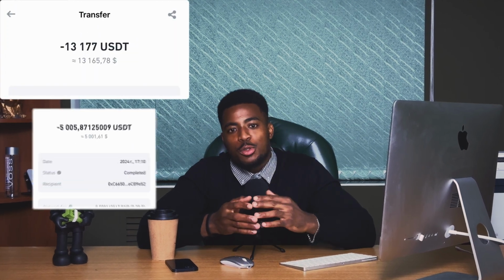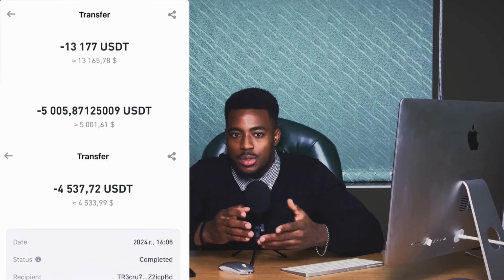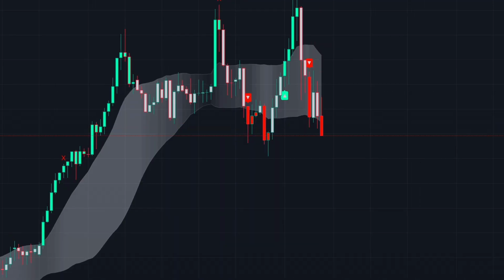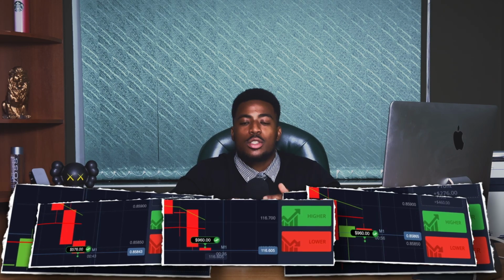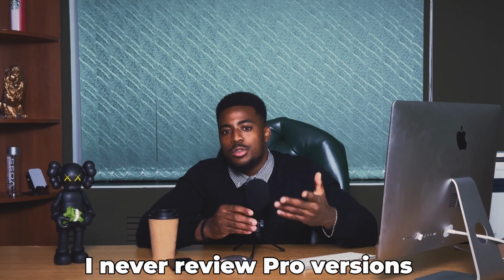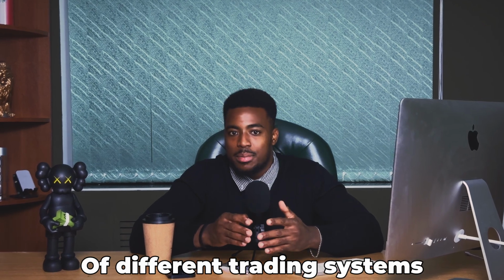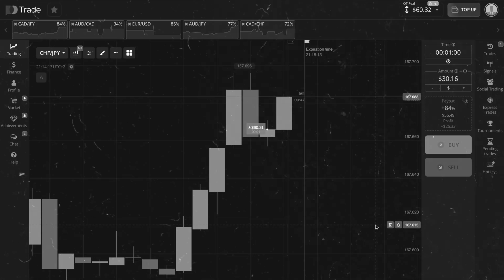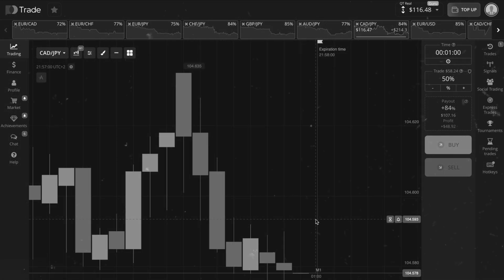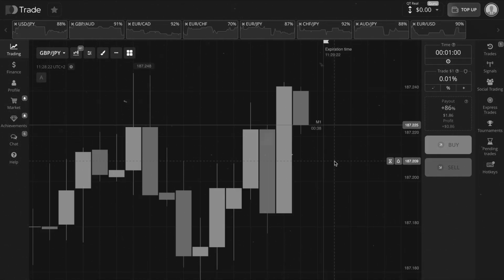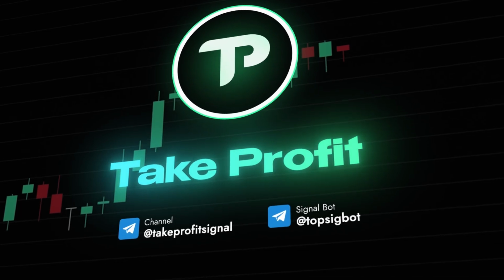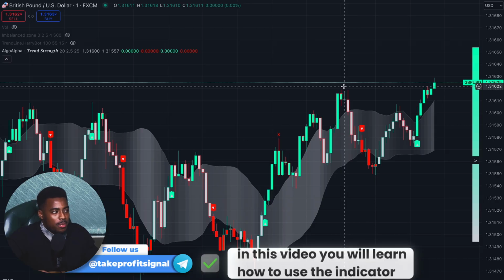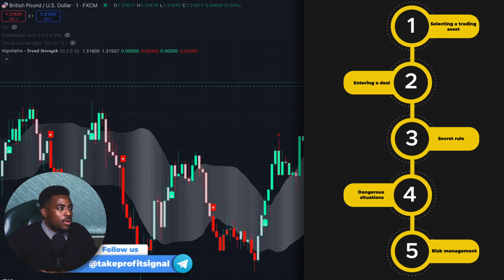I have spent over $20,000 on paid indicators, but this free TradingView script, which also works on Pocket Option, surprised me with its results. I never review pro versions of different trading systems because not everyone can afford them. But honestly, you don't lose anything, because I will increase your deposit 10 times with the help of an indicator available to everyone. In this video, you'll also get a trading plan and instructions with the basics on how to use this indicator. In our case, this is what's going to make you money.